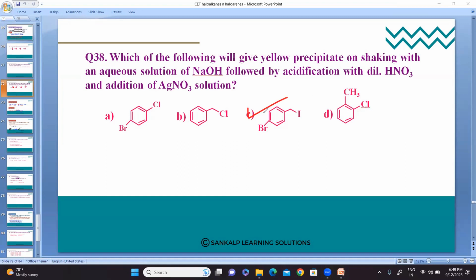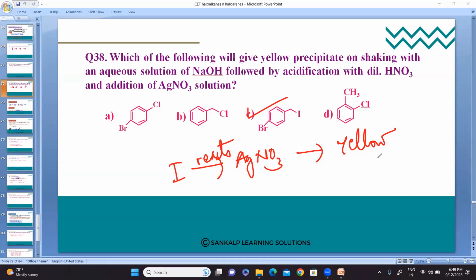Why? Because only iodine ion will react with silver nitrate solution and give a yellow precipitate of AgI. Now when you look at A, we have chlorine and bromine. Chlorine and bromine do not give any precipitate.